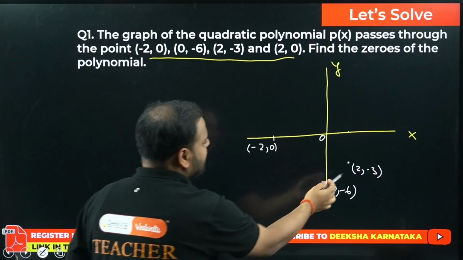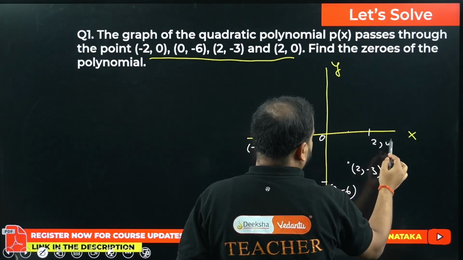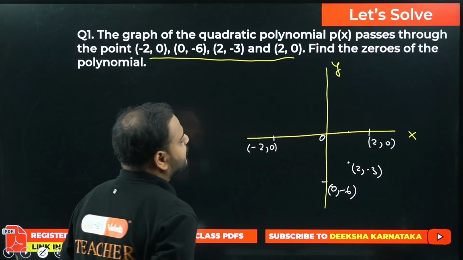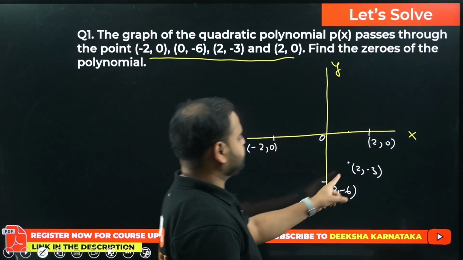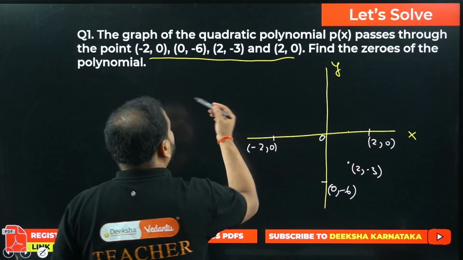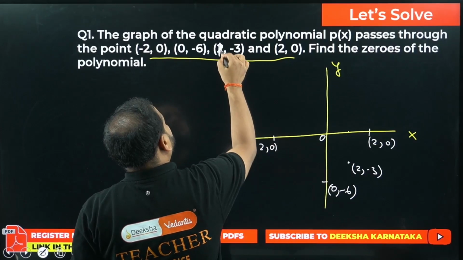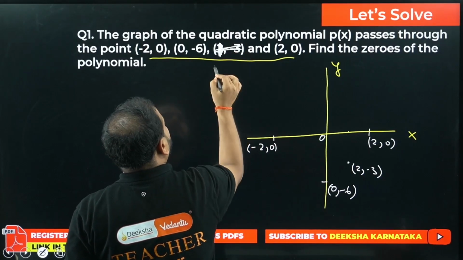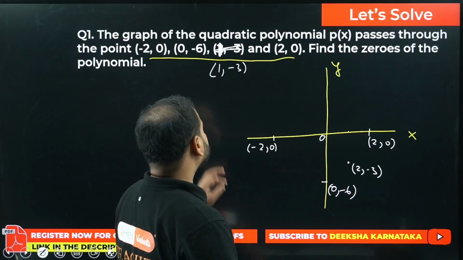Because at the same point you cannot have 2 values. If it is x equals 2 comma 0, it can't be 2 comma minus 3, because this is 2, then how can this be 2? So I think there's a mistake. Forgive me, I must have typed it wrong. This is 1. So I'm going to take it out. 1 comma minus 3. So this is a point.